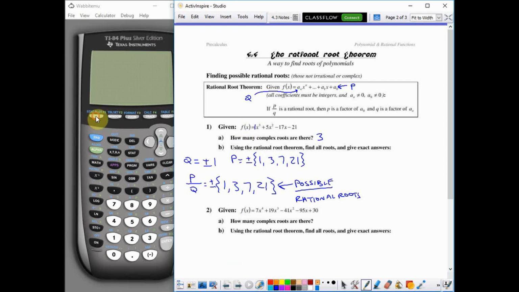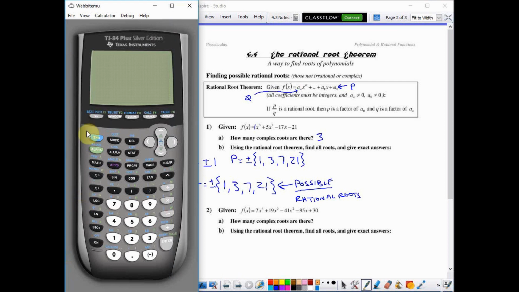Or, if you have a graphing calculator, maybe a little bit easier, go to y equals and plug in the equation. So that's x cubed plus 5x squared minus 17x minus 21 and graph it. Okay, so I can see 3 real roots. It crosses the x-axis 3 times that I can see.